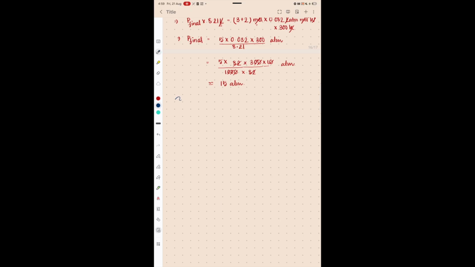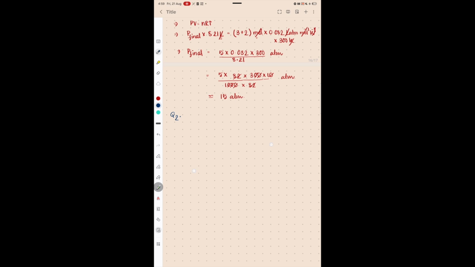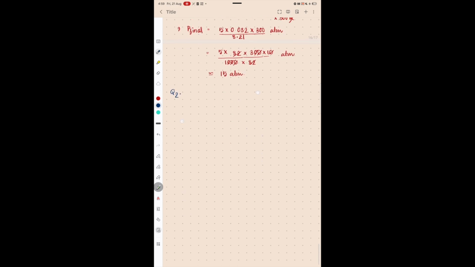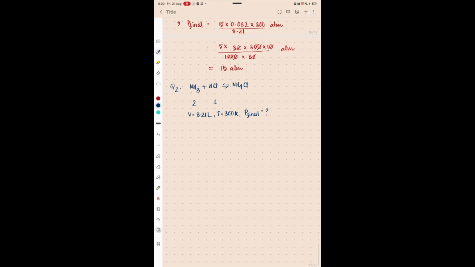Now let's discuss question 2. Hopefully you understand this. So the question says that ammonia, which is a gas, is reacted with HCl gas to give NH4Cl solid. Initially at t equal to 0, the moles of ammonia gas was 2 and the moles of HCl gas was 1. After the reaction, what will be the final pressure of the system?